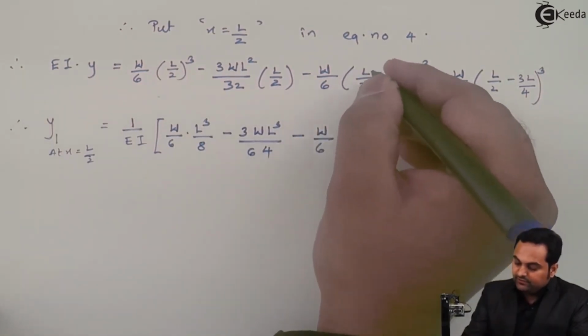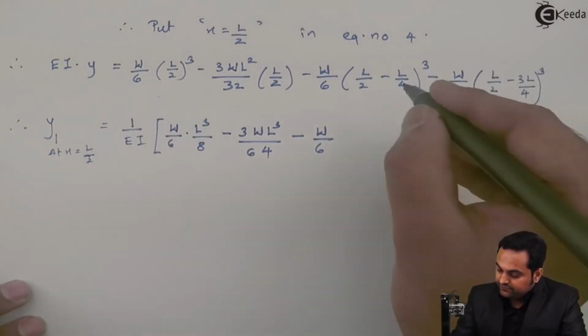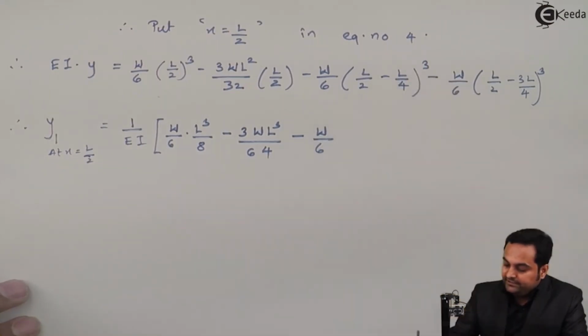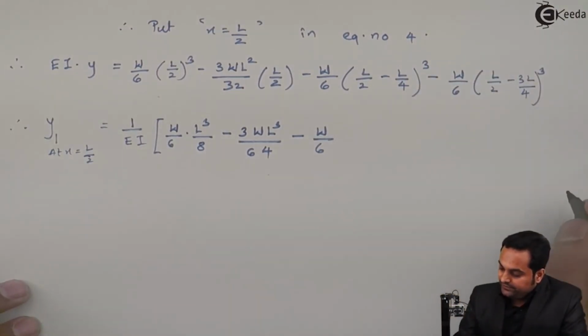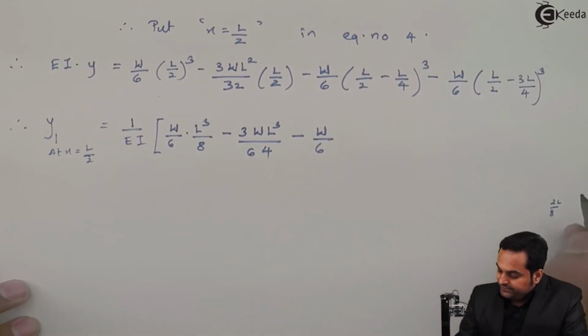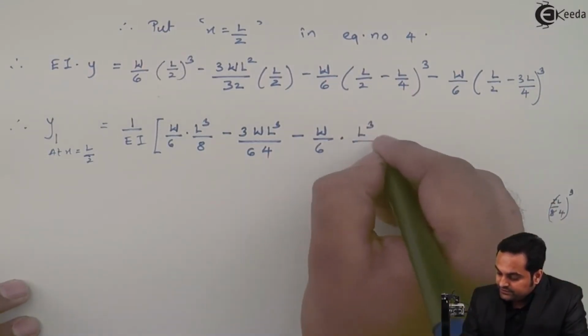Now this term, here we have 4L minus 2L. That is 2L upon 8. So that will be L by 4. So L by 4, it is cube. So it is L cube upon 4 cube. L cube upon 4 cube is 64.